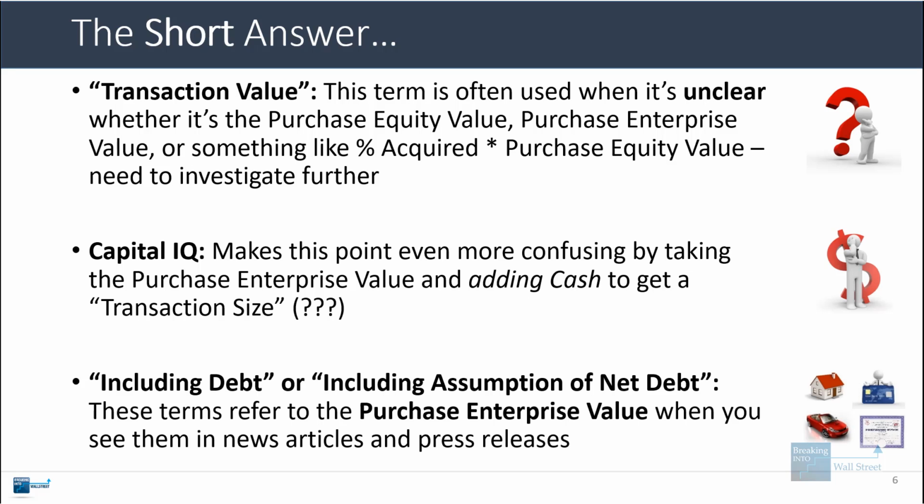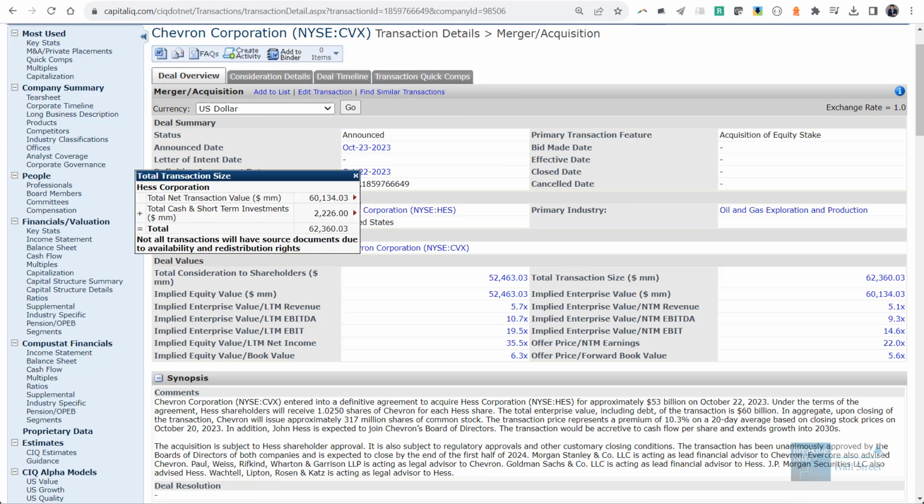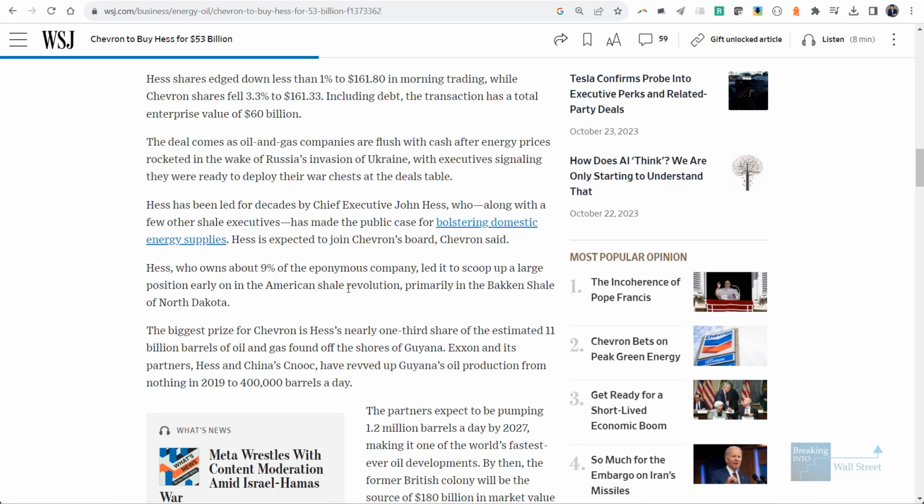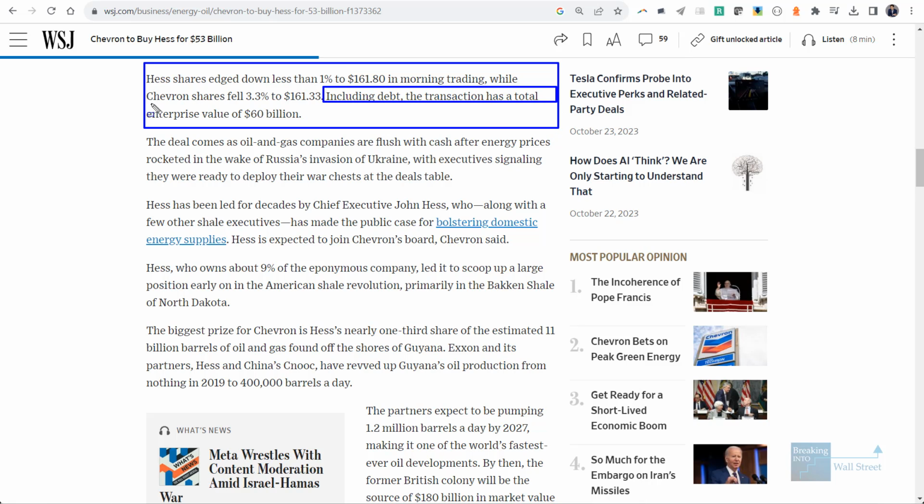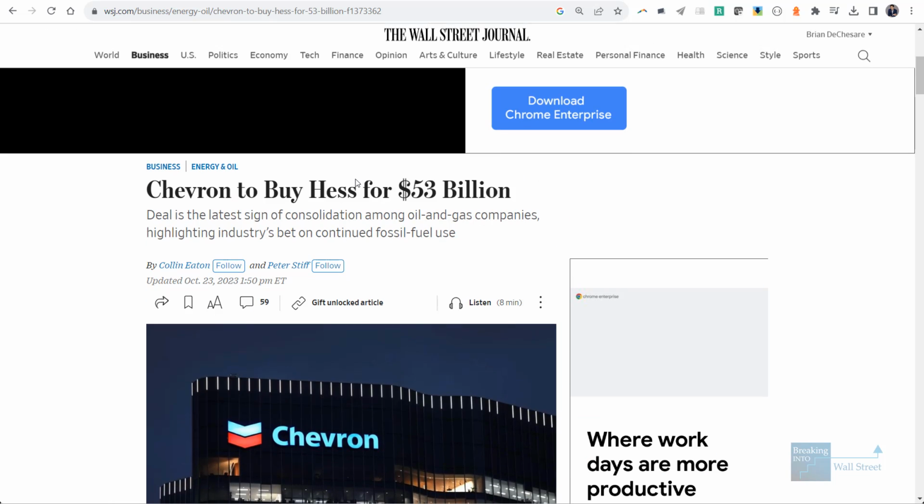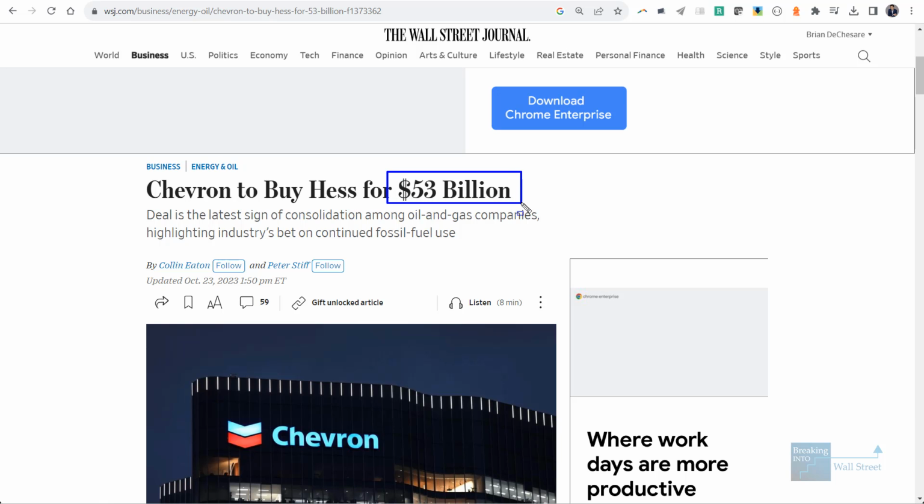If you see some language such as including debt or including assumption of net debt in press releases, these terms refer to the purchase enterprise value of the deal. So for example, in this Wall Street Journal article about the Chevron Hess deal, they have this language about including debt, the transaction has a total enterprise value of $60 billion. So that's pretty clear. They're referring to the purchase enterprise value there. Whereas the headline at the top of the article, the $53 billion, this is the purchase equity value in the deal.